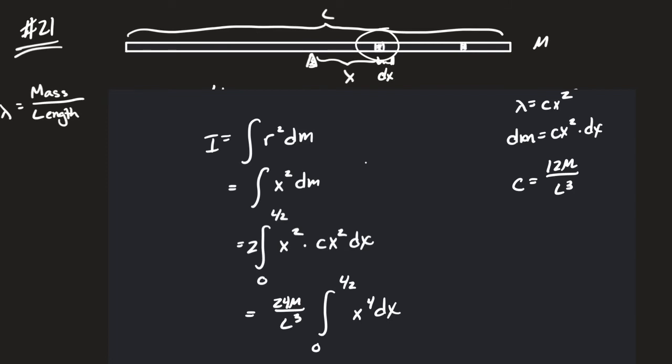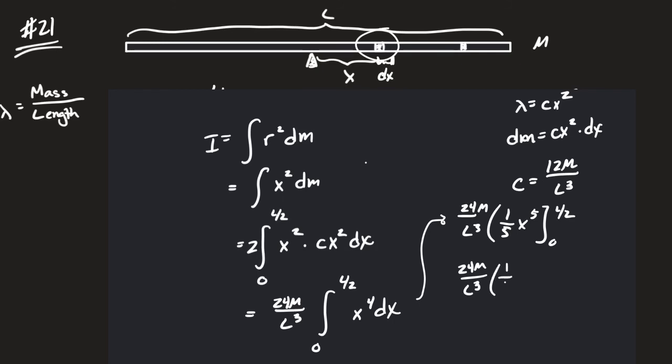Not a whole lot left, but I guess I'll do the rest of it. So I'm thinking 24m over L cubed, 1/5 x to the 5th, evaluated from 0 to L over 2. And I forgot the 2 out front, so let me throw the 2 out front there. I multiplied by 2. All right, so this is a mess. 24m over L cubed times 1/5 L to the 5th over 2 to the 5th.